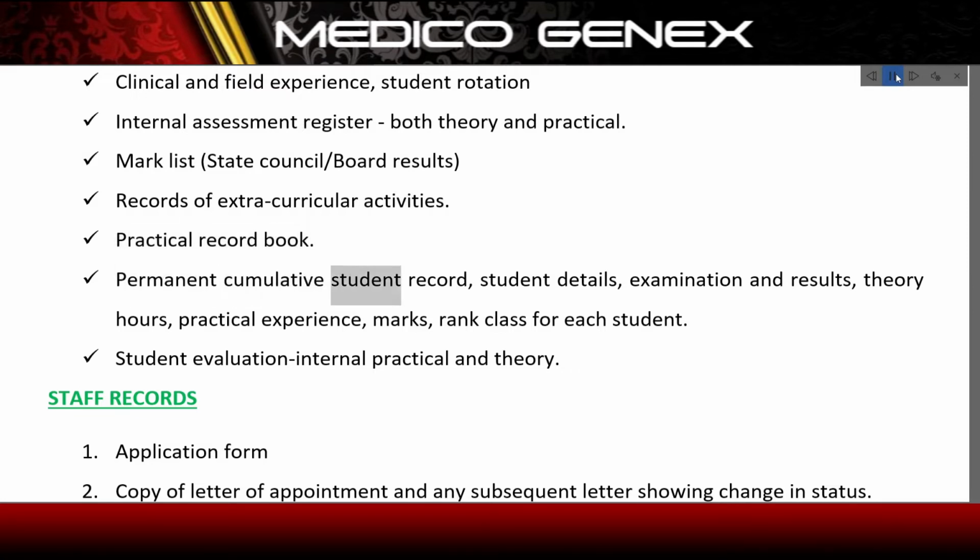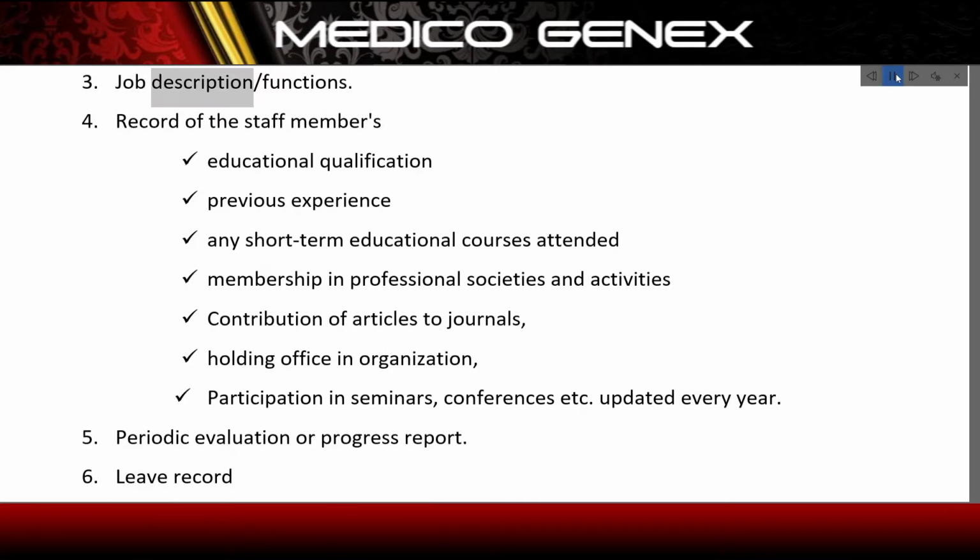Permanent cumulative student record: student details, examination and results, theory hours, practical experience, marks, rank and class for each student. Student evaluation, internal practical and theory. Staff records: application form, copy of letter of appointment and any subsequent letter showing change in status. Job description and functions. Record of the staff members.